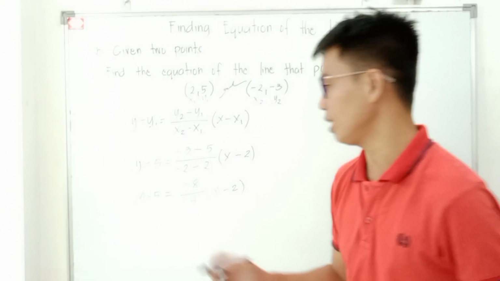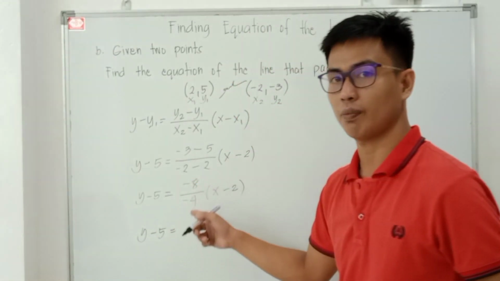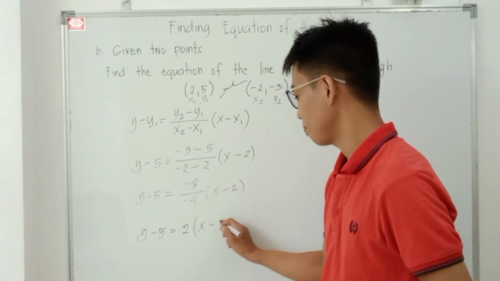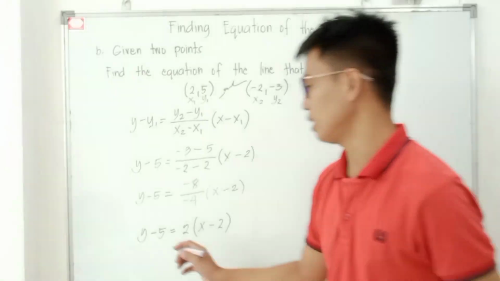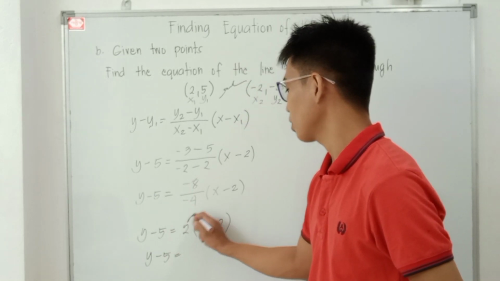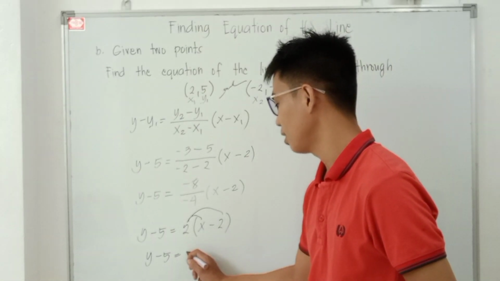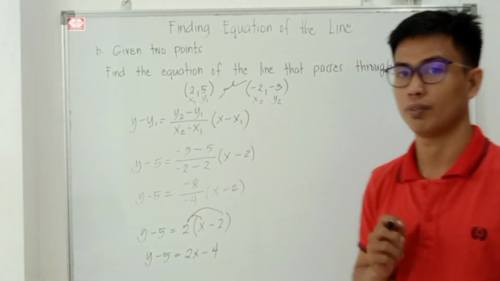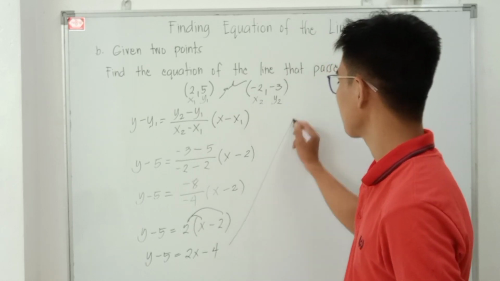Then, again, simplifying, we have y minus 5 equals negative 8 divided by negative 4 is positive 2. So that will become 2 times x minus 2. And then again, simplifying, we have y minus 5 equals distribute 2 sa lahat ng terms na nasa loob ng parenthesis. So we have 2 times x, 2x, and 2 times negative 2 is negative 4. So we have y minus 5 equals 2x minus 4.